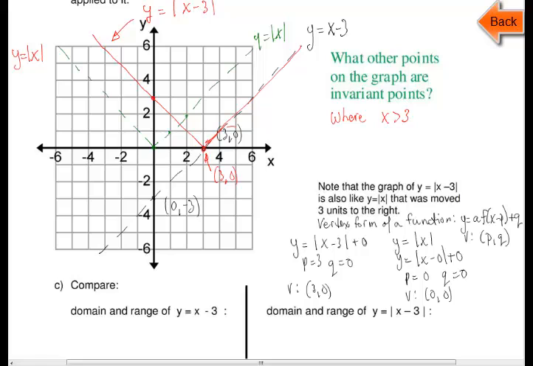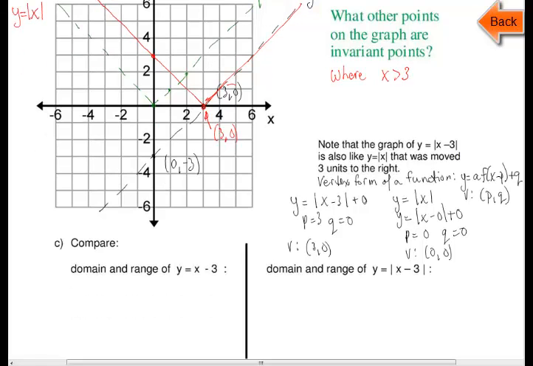So it's another way that you can graph it. If you could graph y equals the absolute value of x, and you know that this graph is a shift of 3 units to the right, then you can just shift everything over by 3 units, okay, from y equals the absolute value of x over to y equals the absolute value of x minus 3.